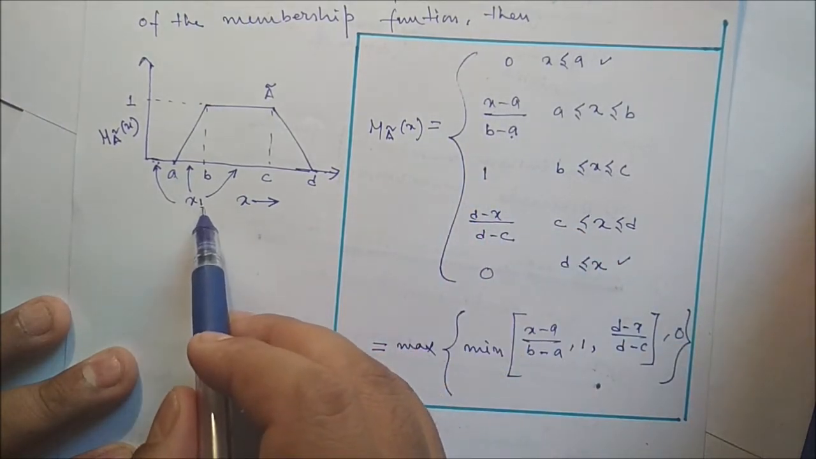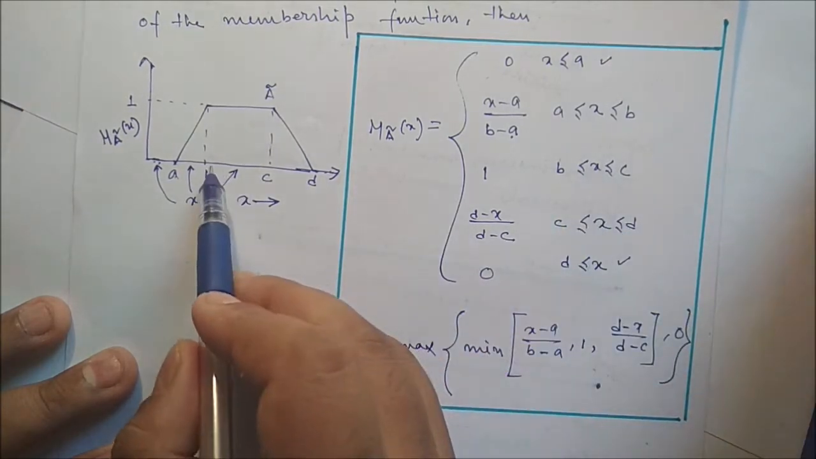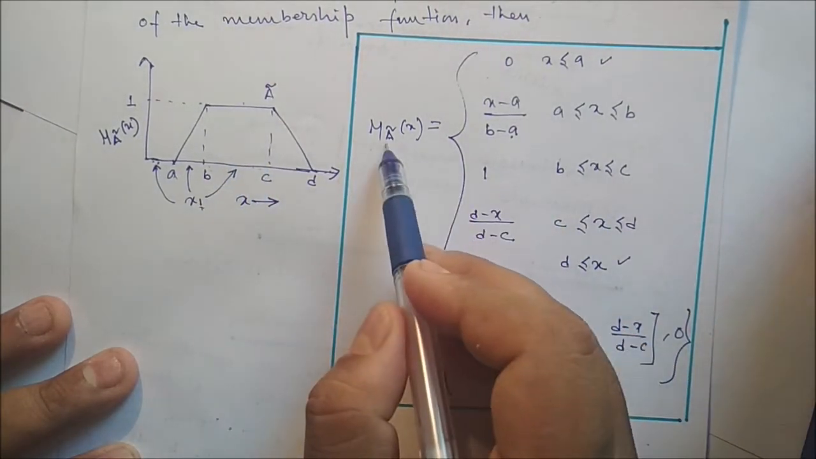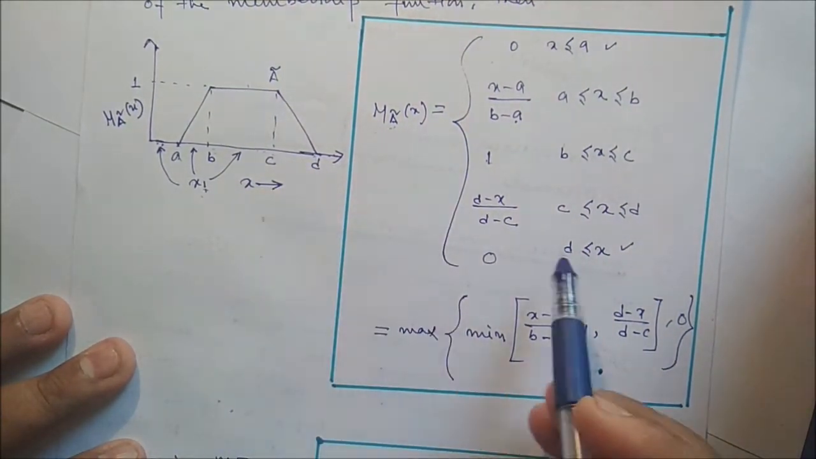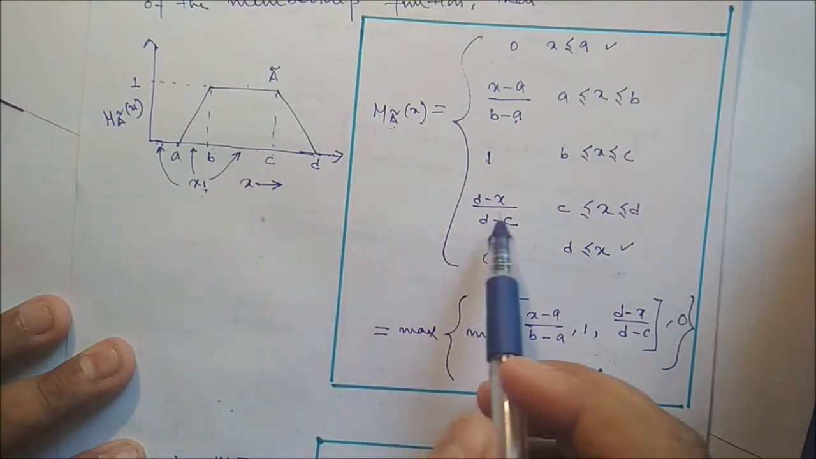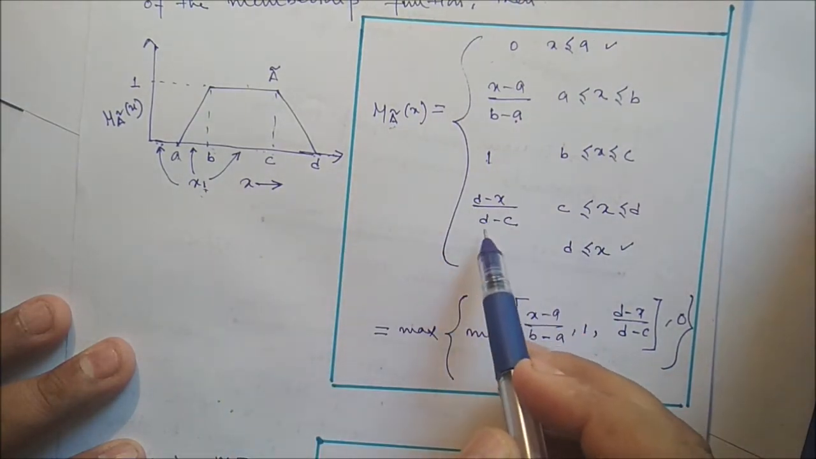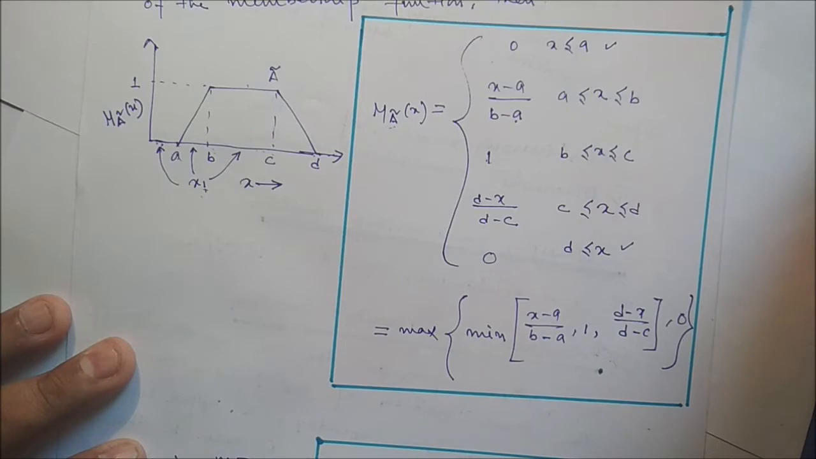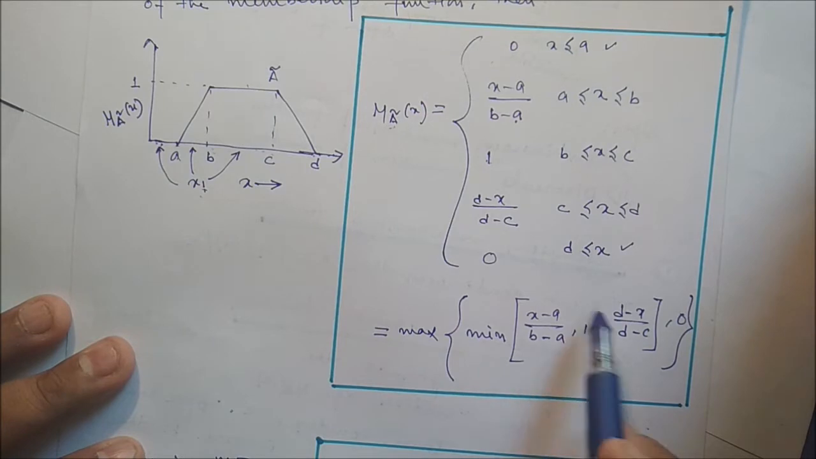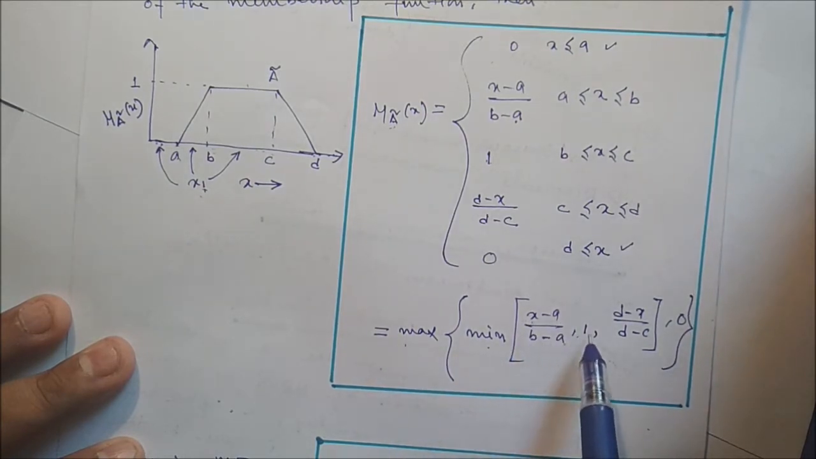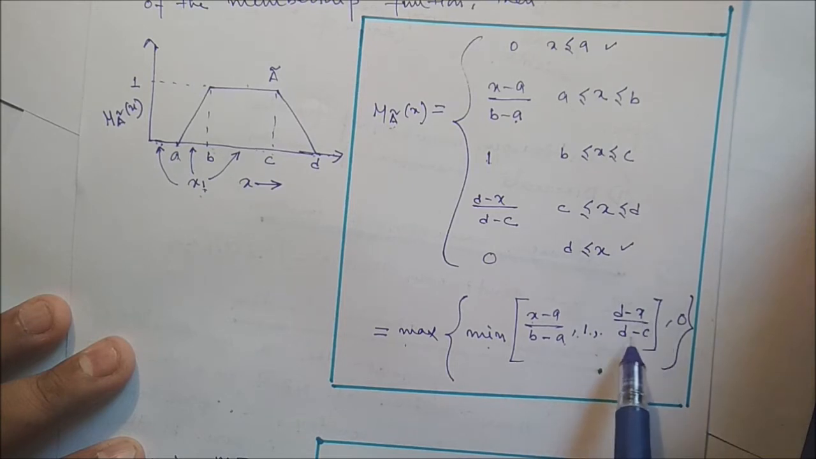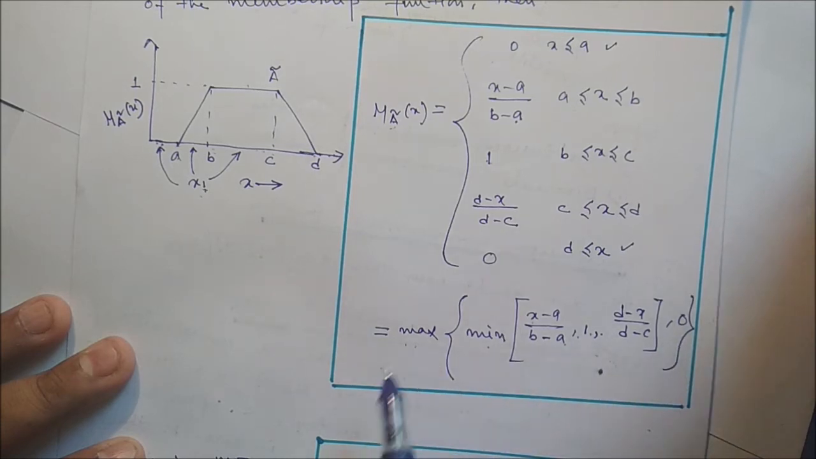Similarly, if the value of x1 is in between b to c, the membership value is always 1. Similarly, if the value of x1 is in between c to d, then the membership value is (d minus x) by (d minus c). Okay, so we can accommodate all these formulas and write them in this format: max of min of (x minus a) by (b minus a), comma 1, comma (d minus x) by (d minus c). So we have to identify the minimum, and then from these values you have to identify the maximum.